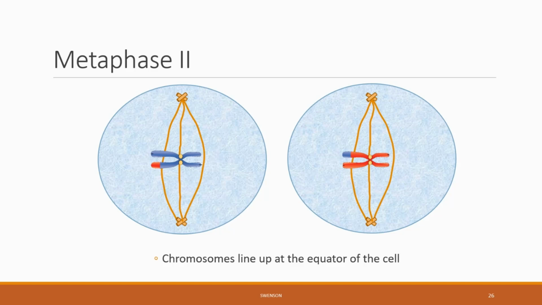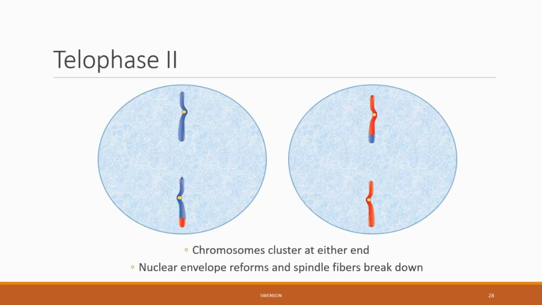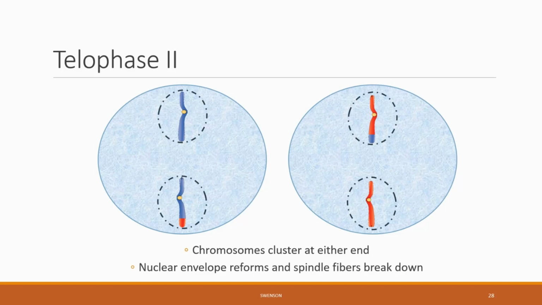In metaphase II, the chromosomes align at the equator. The sister chromatids are separated at the kinetochore in anaphase II and pulled apart to opposite ends of the cell. And telophase II follows, and now we have a new pair of nuclei. They no longer contain sister chromatids as in telophase I.